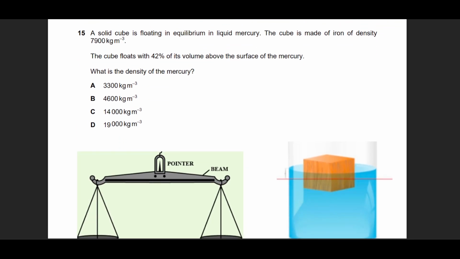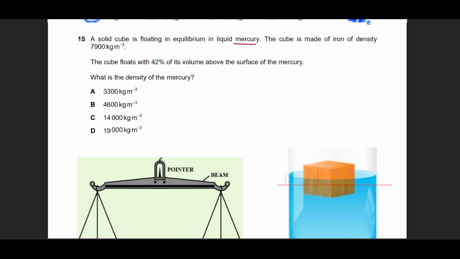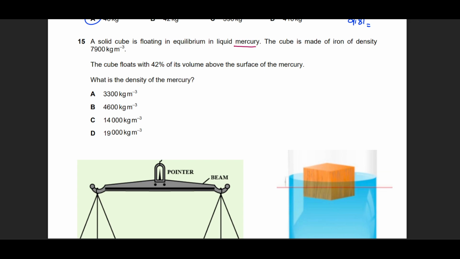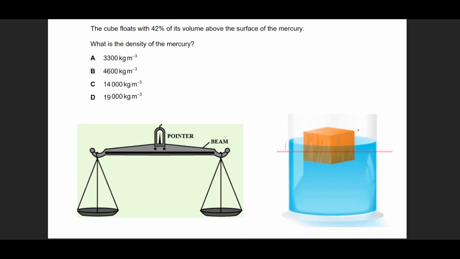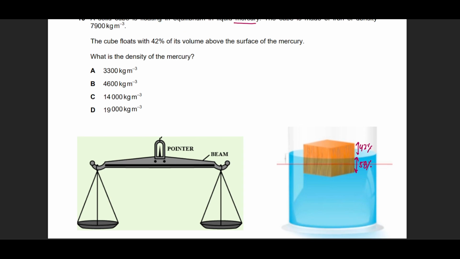Okay, question number 15 requires a bit of understanding of the Archimedes principle, but anyways, let's go ahead. It says the cube is made of iron, density 7900. The liquid is mercury. The cube floats with 42% of the volume above the surface of mercury. So it's 42% out, and I can say that it is 58% in the liquid, right? So he says, what's the density of the mercury?